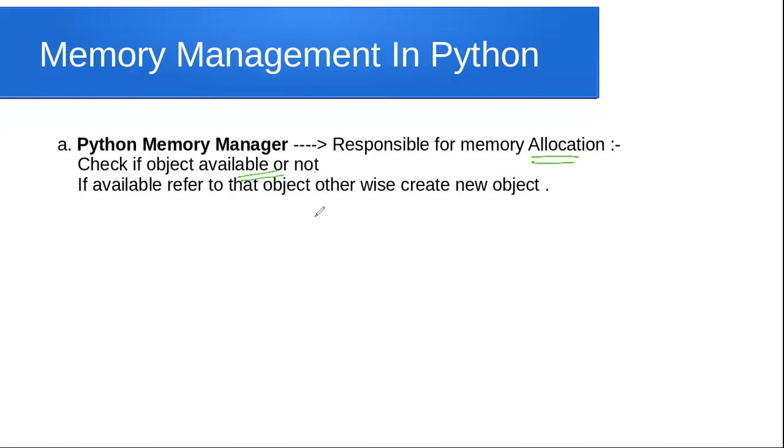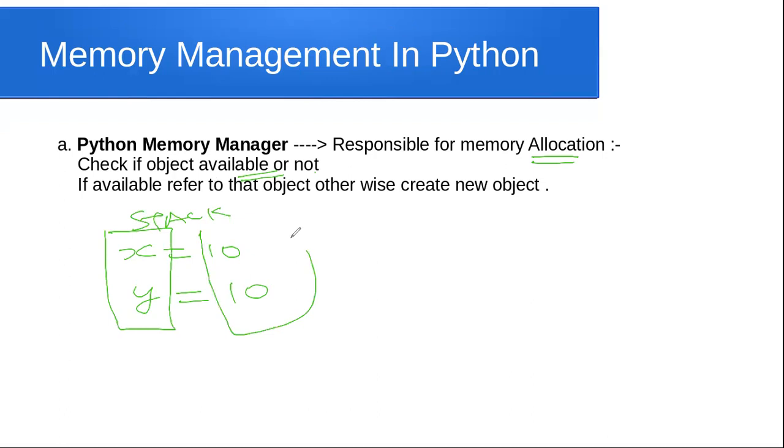Otherwise, it creates a new object. If you are writing a program like x equal to 10 and y equal to 10, the variables x and y are handled by the stack memory, and the value 10 is handled by the heap memory. Values are stored in the heap memory, and the references are stored in the stack memory.